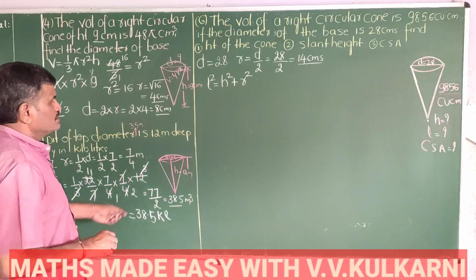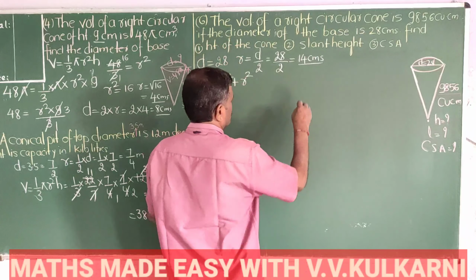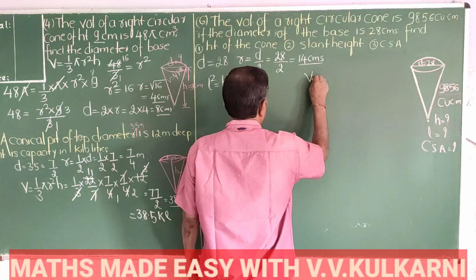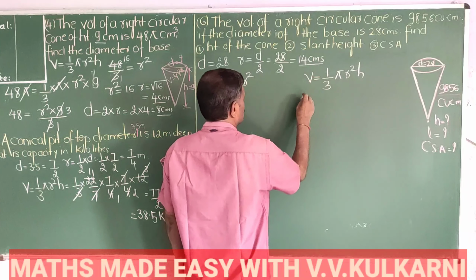This is the formula for calculating the slant height. Actually, height is what you want, and the volume given to you is one-third pi r squared h. First let us use this volume.